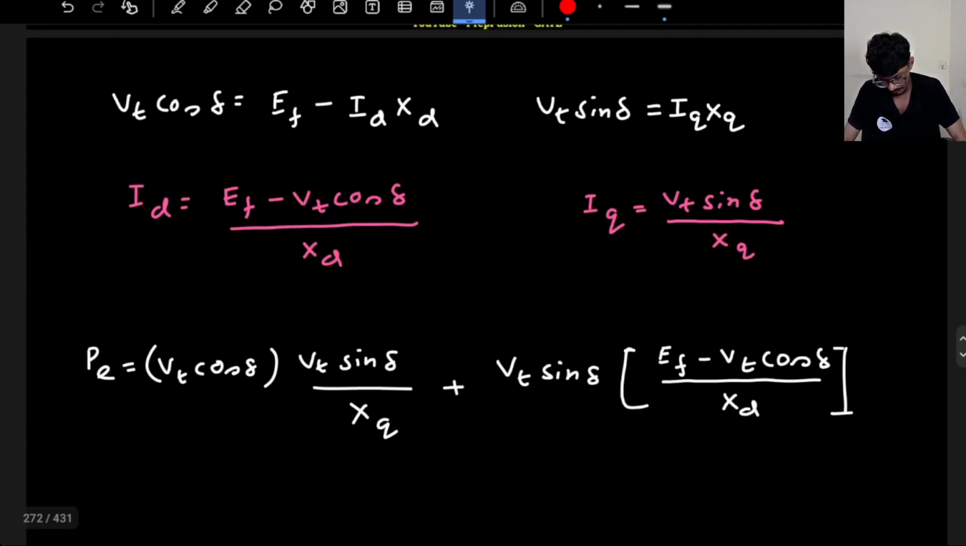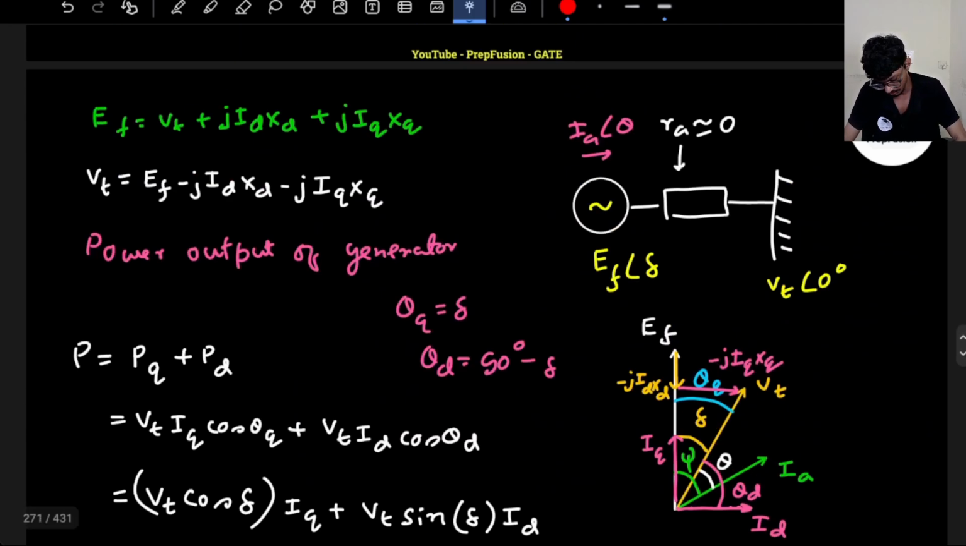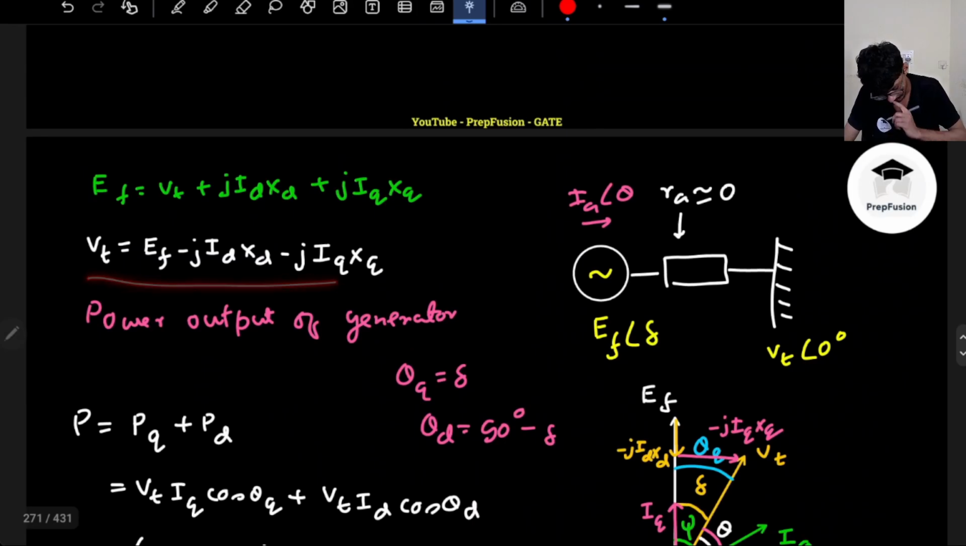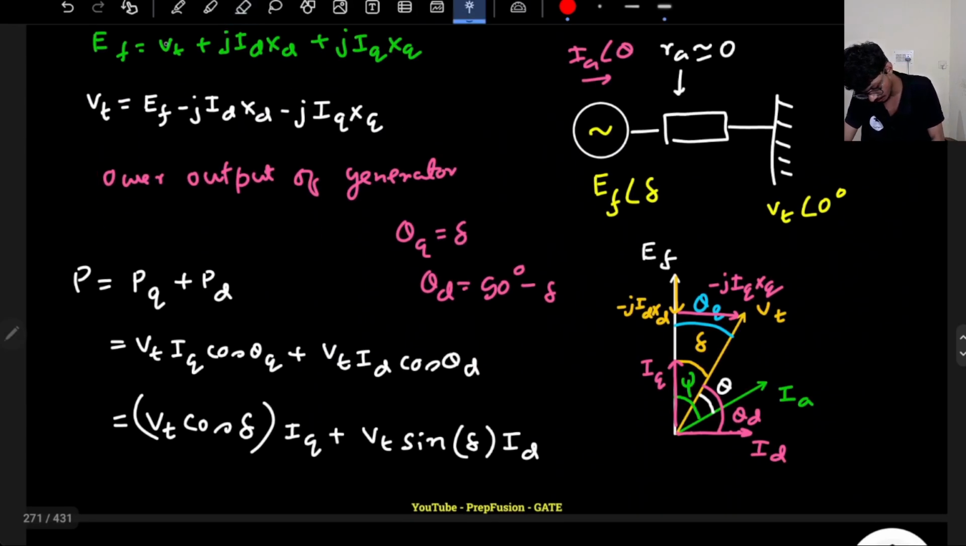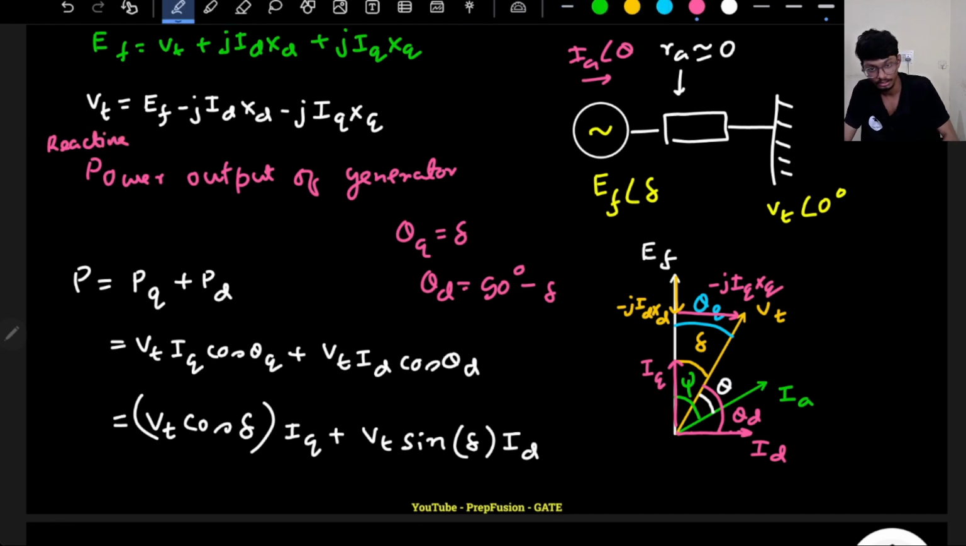What I can say is, this is my VT. So what will be my reactive power output? We want to find out the reactive power output.